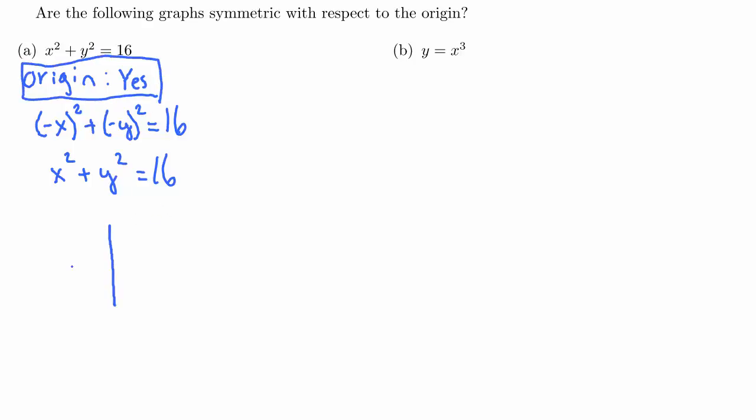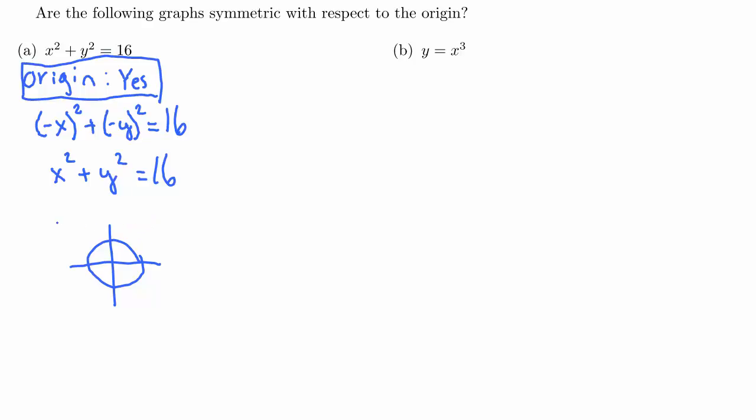The reason this works is because if you were to graph this, this would be a circle centered at the origin of radius 4. Now notice that this quadrant, quadrant 3, and this quadrant, quadrant 1, are the same as one another. They're just a reflection across y equals negative x. And the same for quadrant 2 and quadrant 4, except they're a reflection across y equals x.